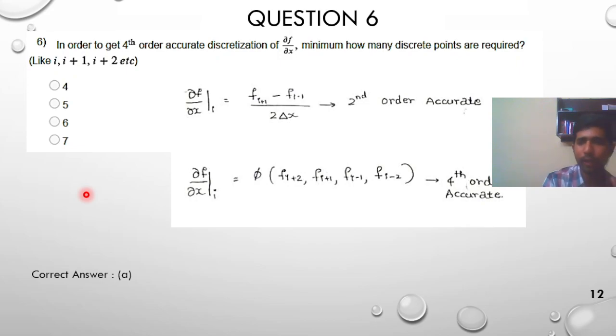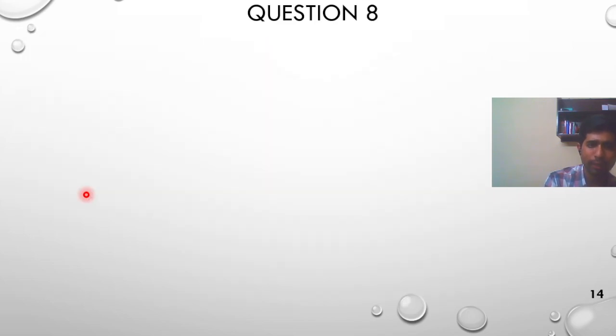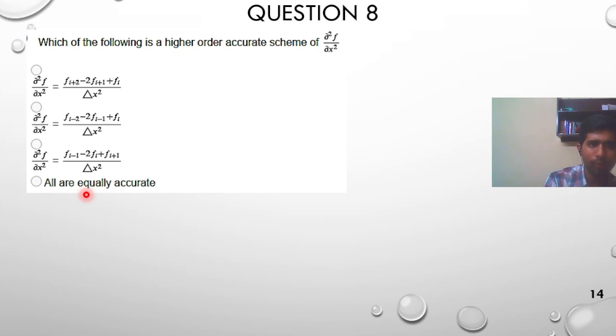Now it's already 7:20, so there are two more questions. I'll post this. These are also similar questions only, which we have already discussed till now. Which of the following is a higher order scheme? You can just derive this, based on our discussion, and then get the answer.